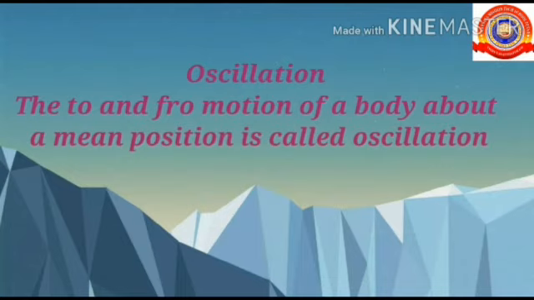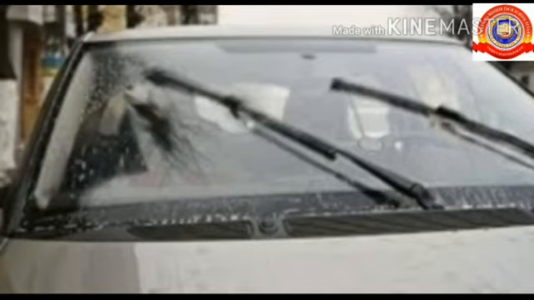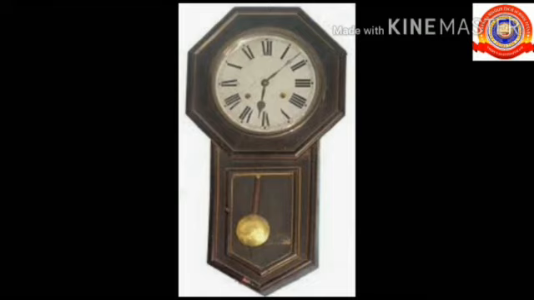Next is oscillation. The to and fro motion of a body about a mean position is called oscillation. Motion of a swing, motion of the wiper of vehicles, motion of the pendulum of a clock, etc. are the examples of oscillation.